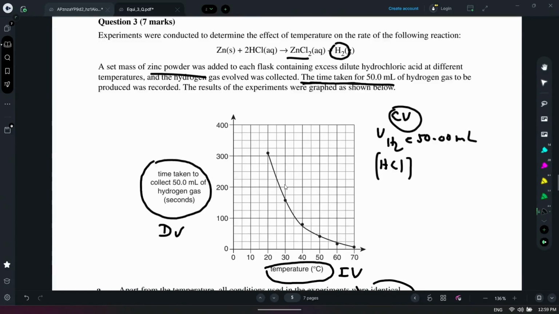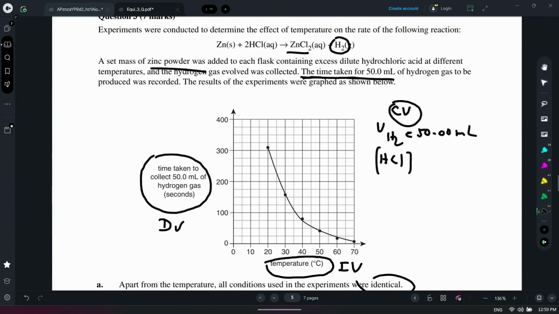Because this is a solid, you cannot say concentration. You have to refer to the surface area. Since we are using granules, we will end up using more time. At 20, the time will be more. Somewhere here they are going to be higher, so it's going to look like that. For every temperature, you will end up using more time because we are using granules.